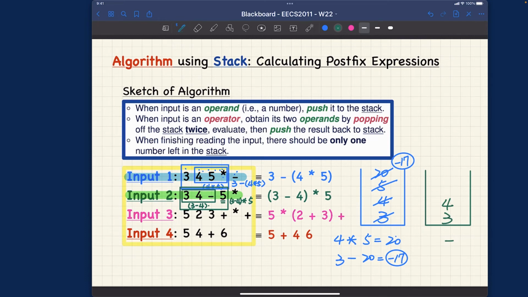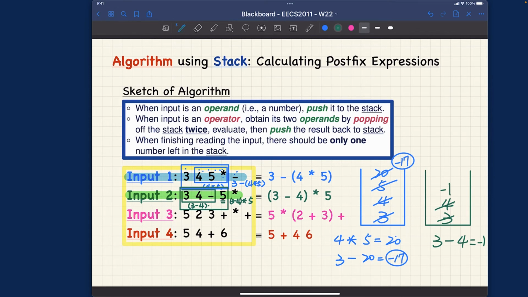That means some subtraction. Pop it off the first time, that'll be the right operand. Pop it off the second time, it'll be the left operand. And the result will just be minus 1. And minus 1, push it back to the stack. And then let's go on.